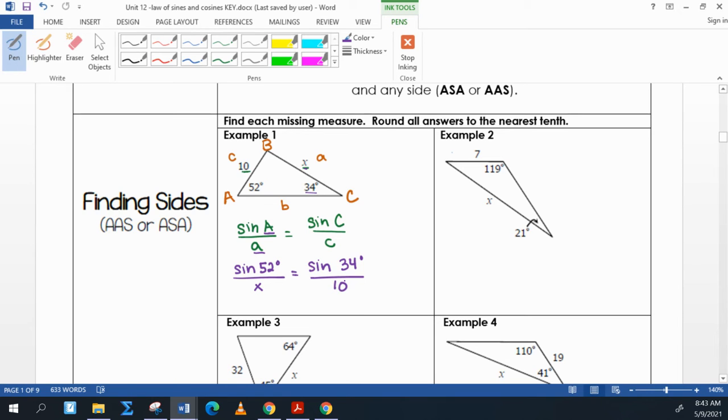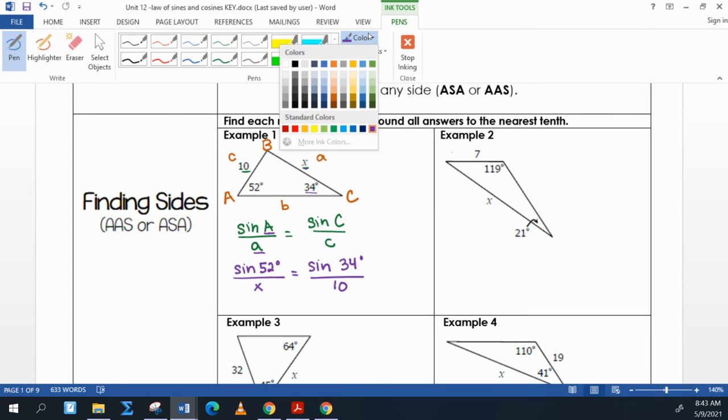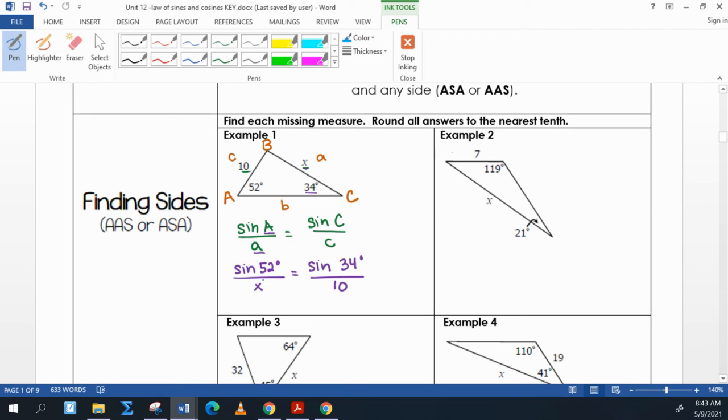All right, so now when we're solving this proportion right here, if you'll remember back either last year or clear back maybe in 7th grade, what you're doing here is you're going to use what we call the cross product property. You take the top of one side of the equation and you multiply it with the bottom of the other side. So on this one, I always write my numbers first. So 10 times the sine of 52 degrees is equal to the top of the other side times the bottom. So that X times the sine of 34 degrees.